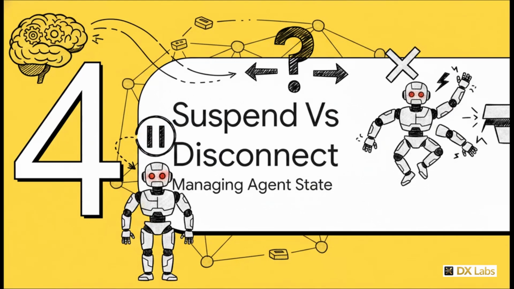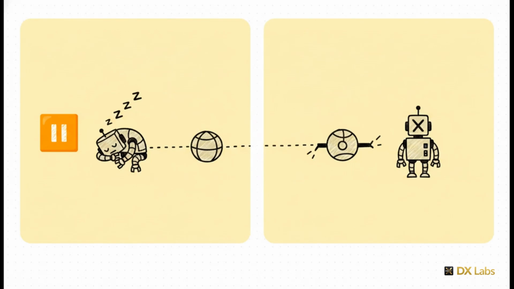Section 4, suspend versus disconnect. As your underlying data models evolve, you've got to know how to manage your agents safely over time. And there are some really severe architectural differences here that you need to be aware of. Disabling an agent simply suspends it. It becomes inactive, but here is the key. All of its configuration is fully preserved. Flipping it back on is just a single click.